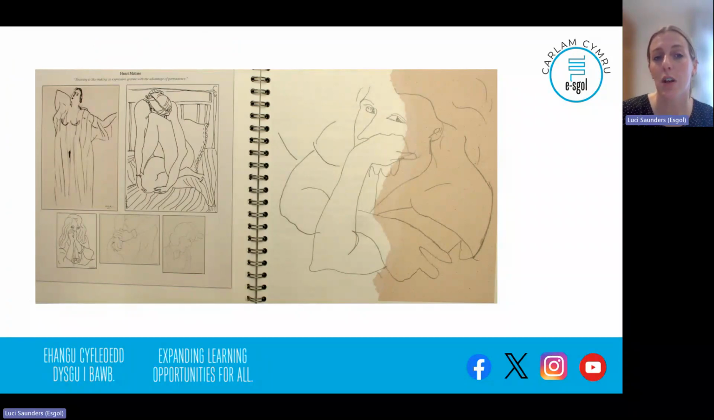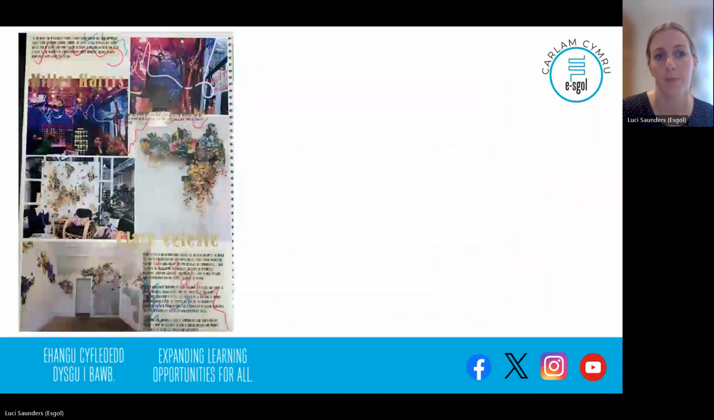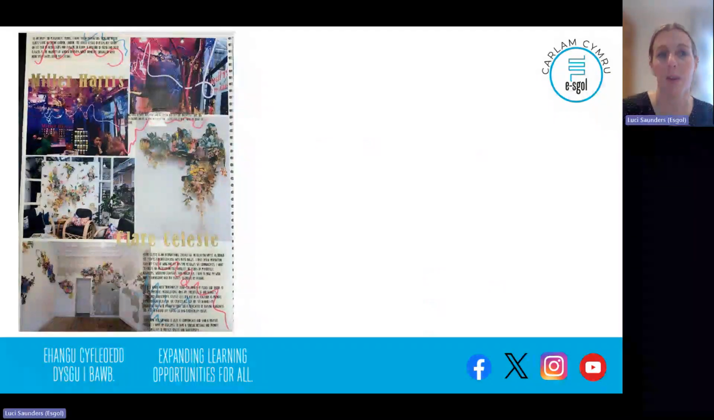A slightly more simple example, there would need to be some writing as well, but I think it's on the next page. But you've got images of Henri Matisse on the one side and the student's response on the other. So it shows visual understanding. They've used a very similar style and created an image that reflects the artist's work. Another example there.